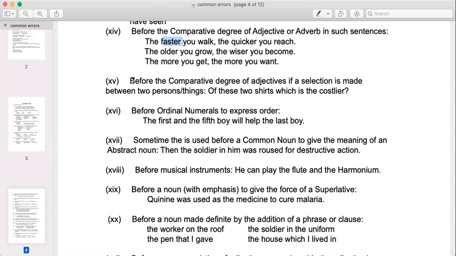The next uses before the comparative degree of adjective if a selection is made between two persons or things. So we use "the" in the comparative degree of adjectives when we have to make a selection between the two. For example, of these two shirts, which is the costlier? So we are comparing the two shirts and their costs.